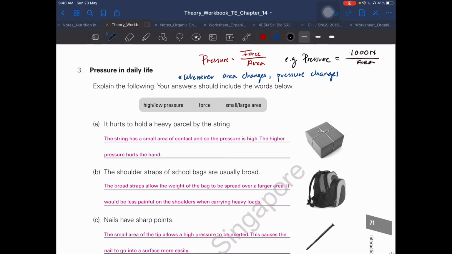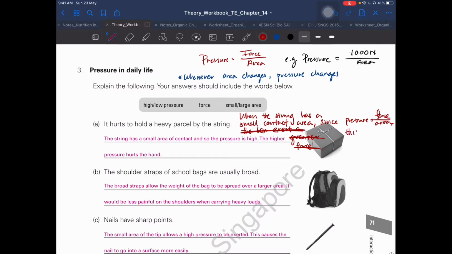So a lot of times I see in most of your answers, a lot of you tend to say that, oh, for this first example of the box, when the string has a small contact area, the box exerts a greater force. Now this is actually conceptually wrong, because the box's force is not affected by the contact area of the string. So the string can have a small contact area, it doesn't affect whether the box will exert a greater force or not. So in this case, you shouldn't be talking about the box exerting a greater force, instead you should be linking this to the fact that since pressure is equivalent to force over area, this will result in a greater pressure.